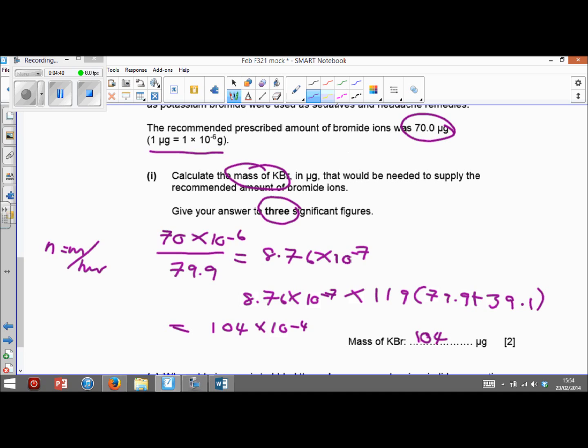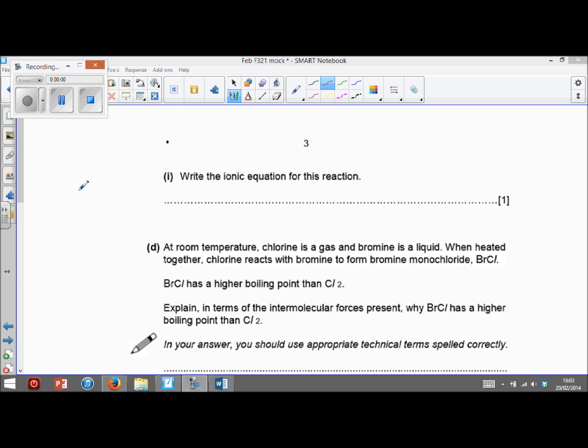And where do you get the marks from? Get the mark for that, and you get the mark for this here. 2 marks. Now remember, if you've got a mass, calculate a number of moles, because even if you've got the conversion factor wrong, you get this answer right here. You just lose a mark at the end.